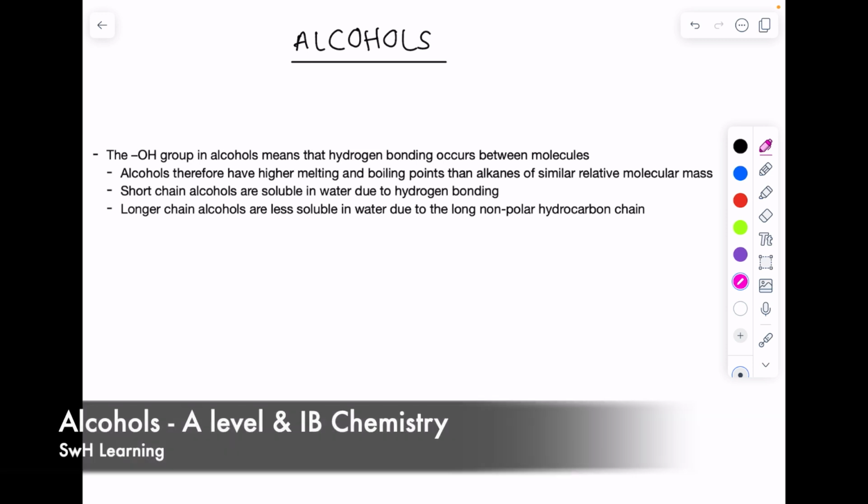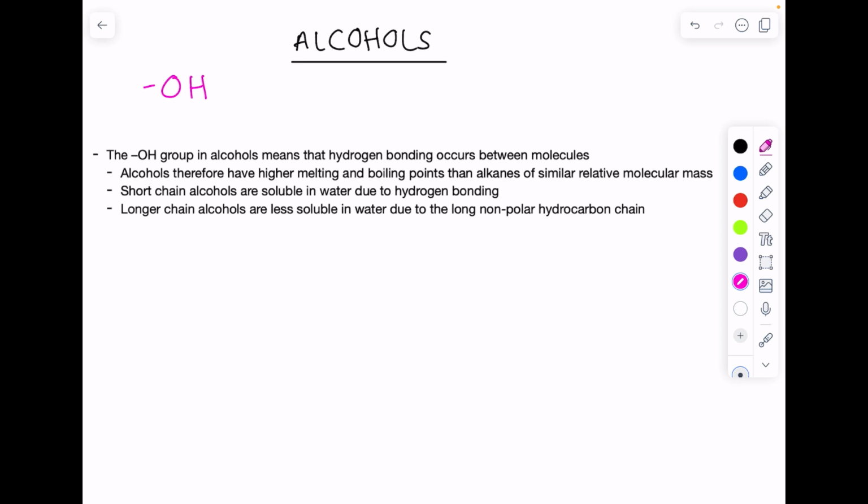Now we'll turn our attention to alcohols. Remember, they have the functional group of OH. In terms of their general formula, it's CnH2n+1OH. That functional group is there. Now, the OH group in alcohols means that hydrogen bonding occurs between molecules.